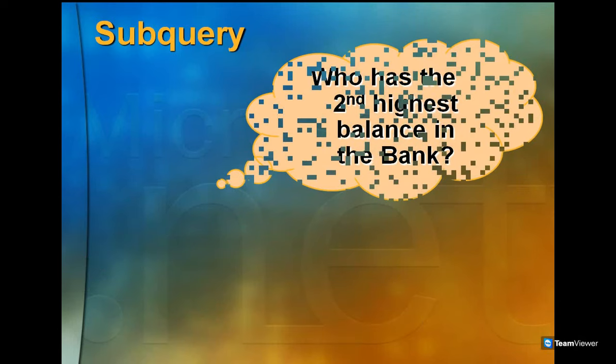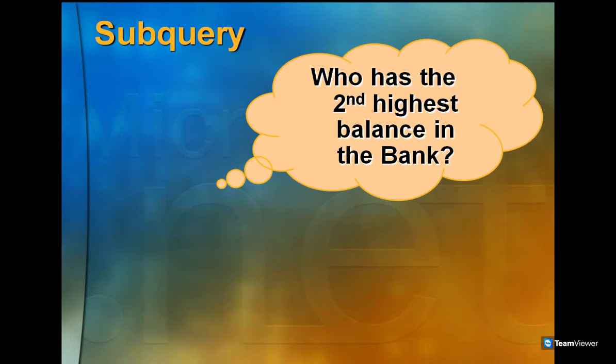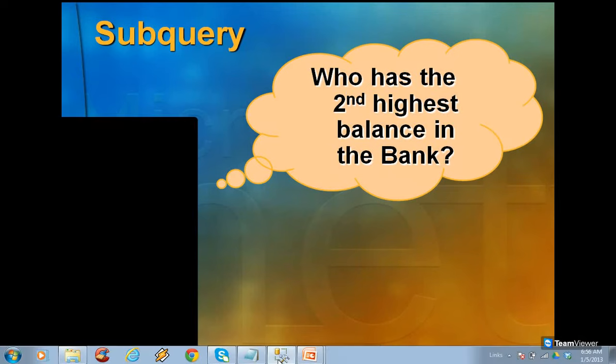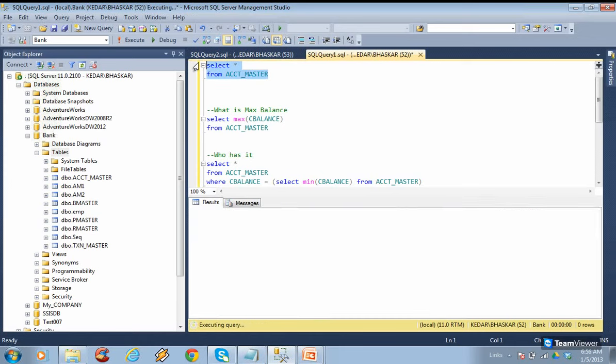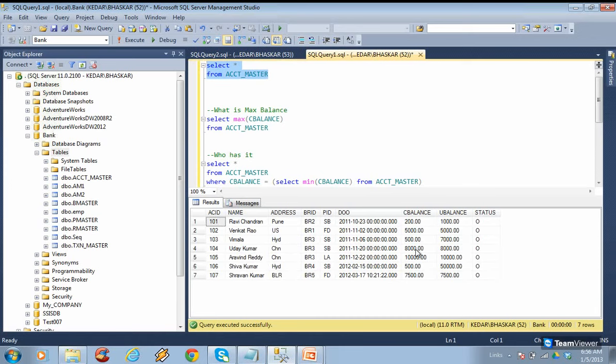Now the next question people would ask is, who has the second highest balance in the bank? Second highest balance in the bank. Have you tried out this query? Let us see the table, and let us see who has the second highest now. Now who has the second highest?